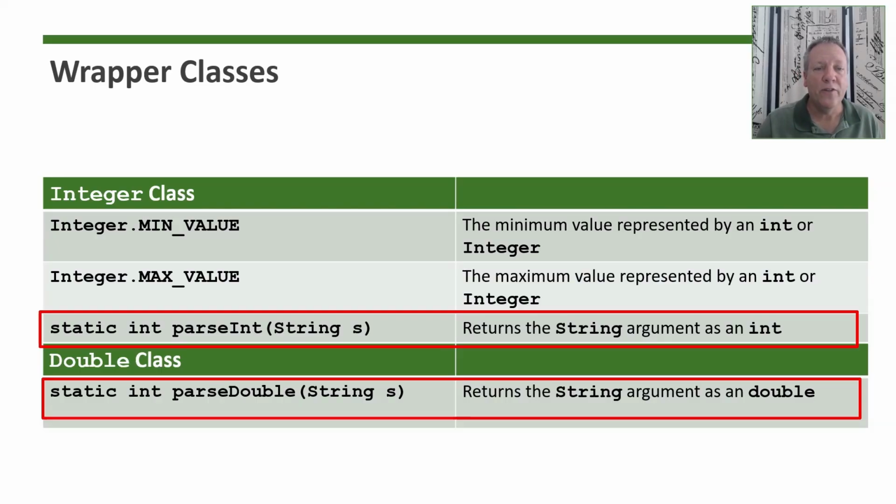Now, what do these methods do? Well, you'll notice in the descriptions, it returns a string argument as an int. So it takes whatever the string argument was and returns the integer equivalent of that. Or in the parseDouble method, it takes the string argument and returns the double.